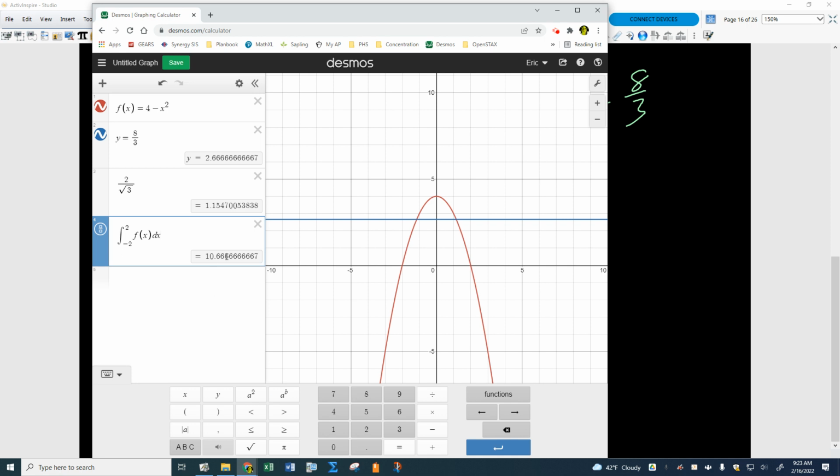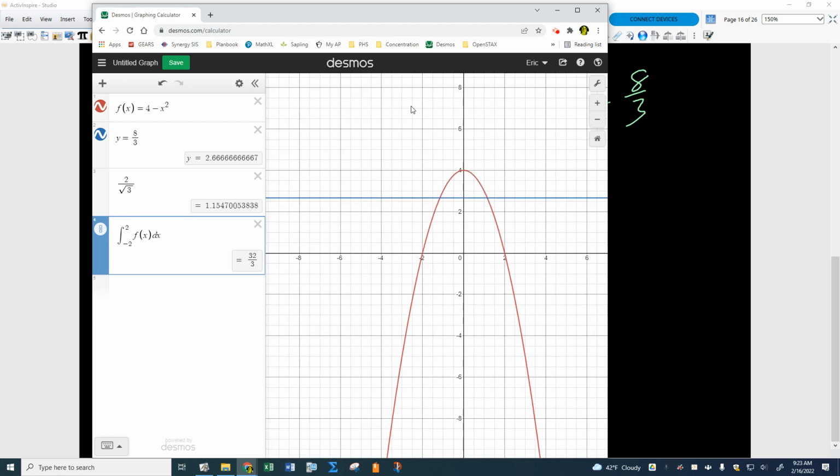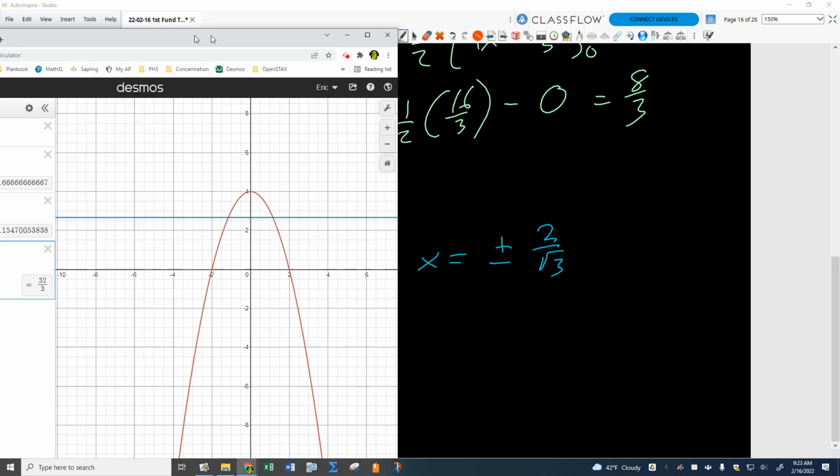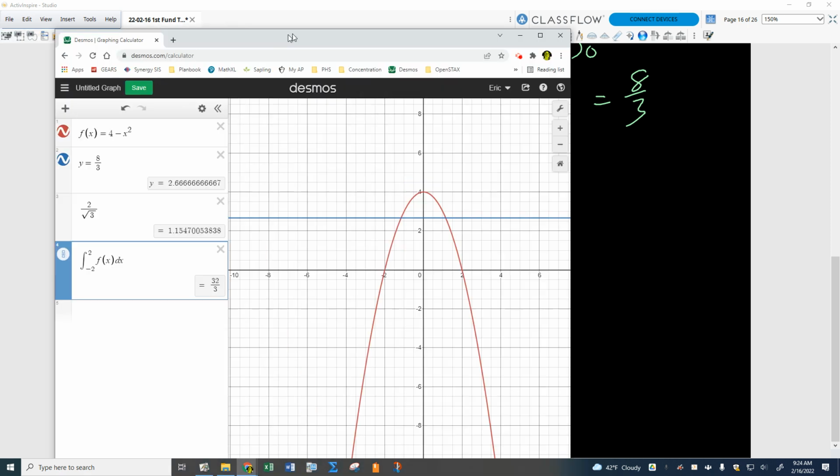Isn't that what we got? I mean, if we turn that, oh, that's not what we got. What did we get? Oh, we did area divided by 4, which is 8/3, right? We didn't do area. We did average value, right? Make sense? Okay, so we did it right.